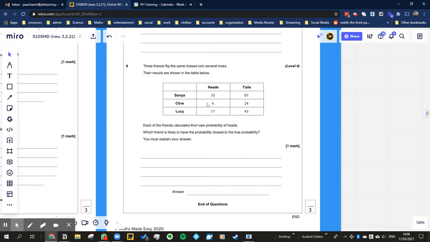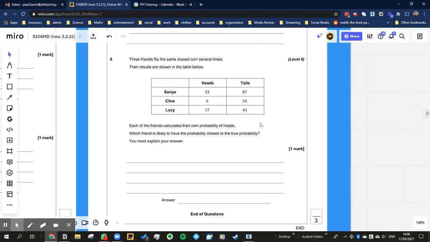Let's have a look at this. 3 friends flip the same biased coin several times. Oh, it's a biased coin. Okay, so in other words, you're more likely to get either a head or a tail than the other. Each of the friends calculates their own probability of heads. Which friend is likely to have the probability closest to the true probability?